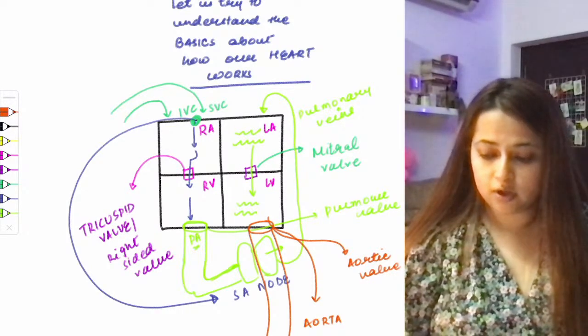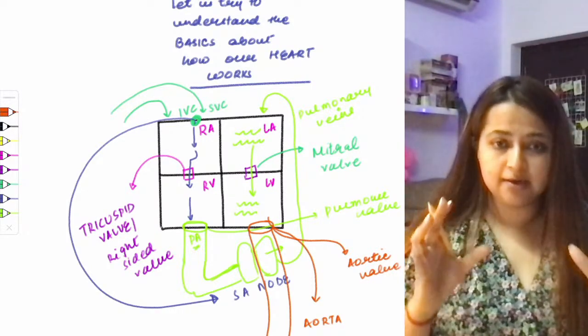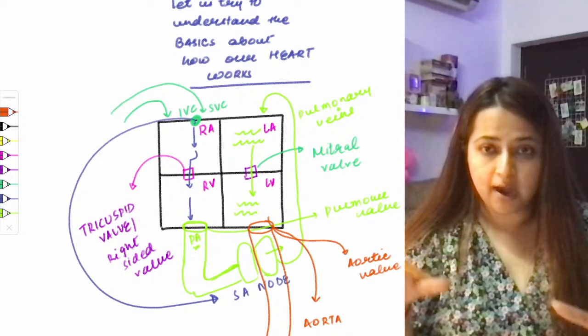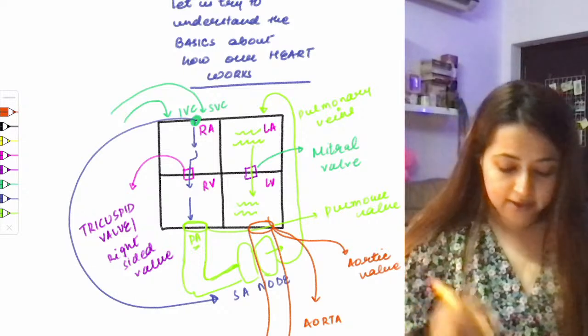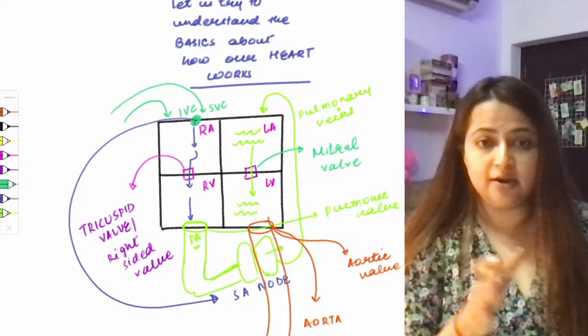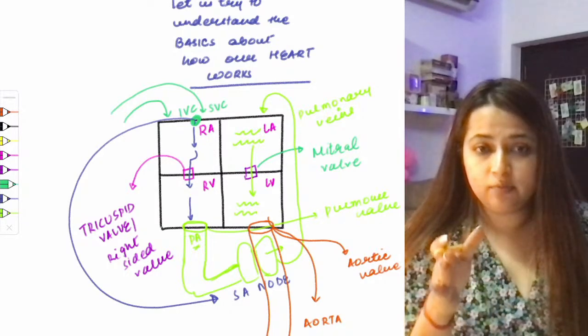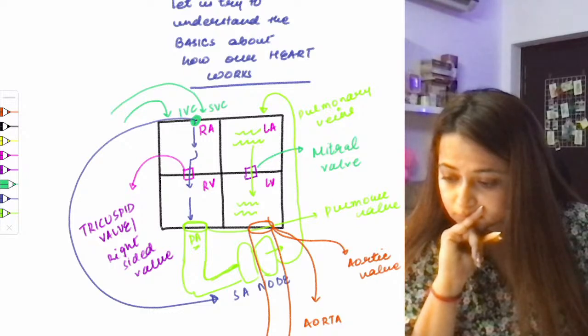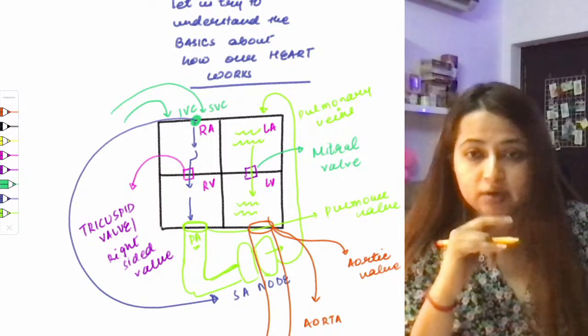All right. So I hope this basic diagram of the heart and how the blood is flowing through this heart is clear to you. Now, next question: what type of blood is there in the right side of the heart? What type of blood is there in the right atrium and right ventricle? Anyone?